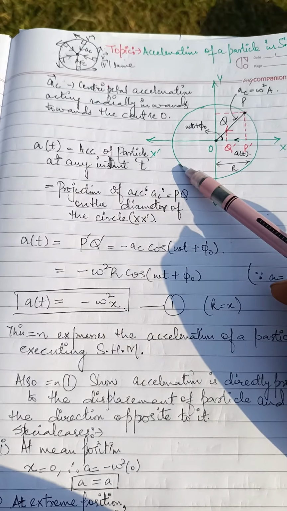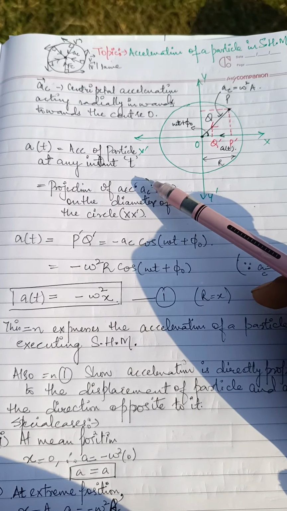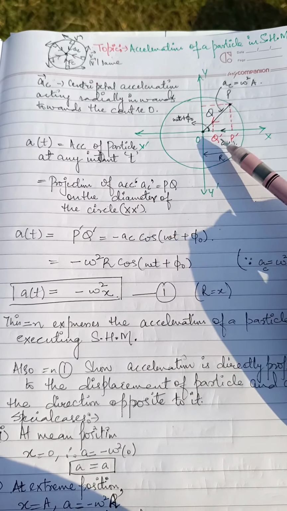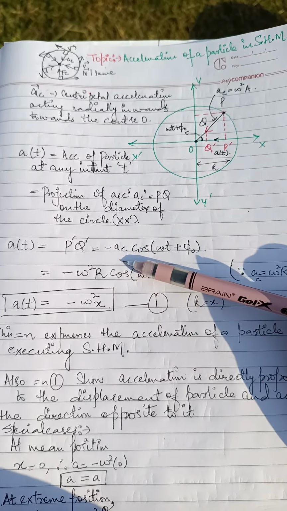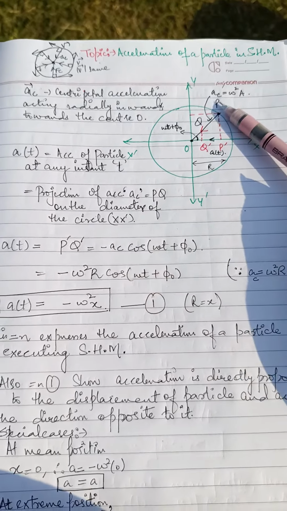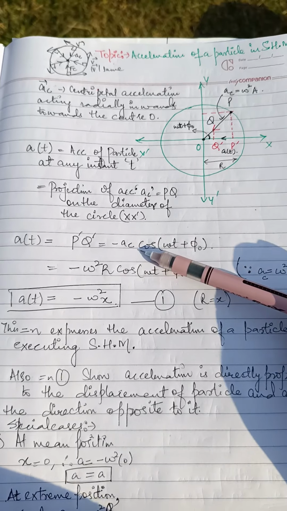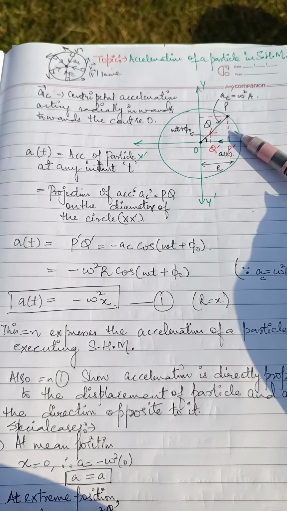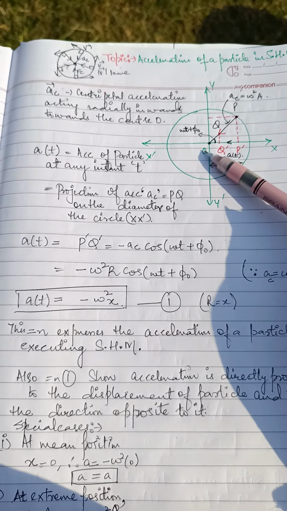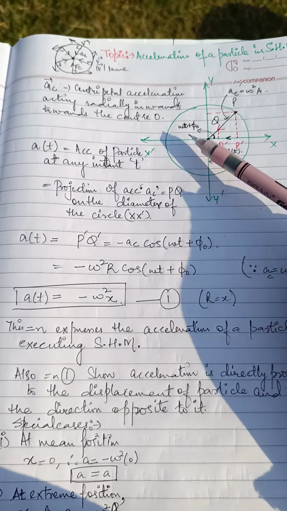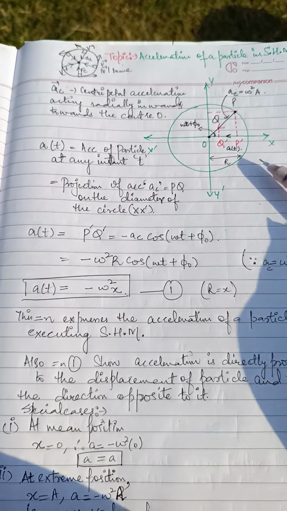Hence the acceleration, that is the projection of acceleration PQ on the circle, is given by P dash Q dash, and its value is equal to this AC into cos of angle. This AC into cos of angle, plus negative direction showing that the direction is towards the center of the circle, or towards negative x-axis, or opposite to the displacement.